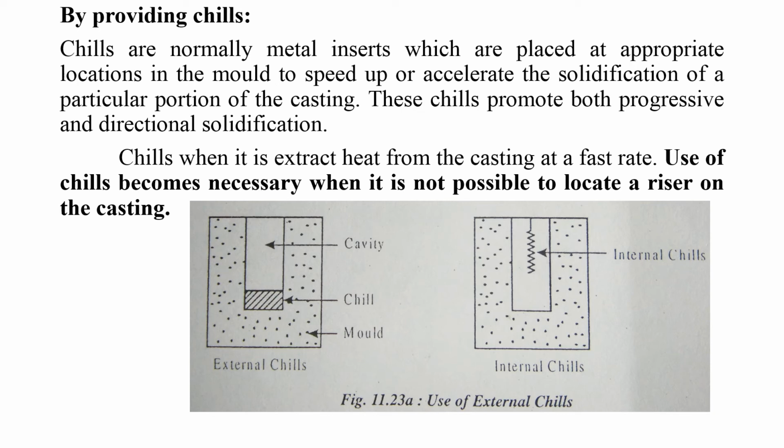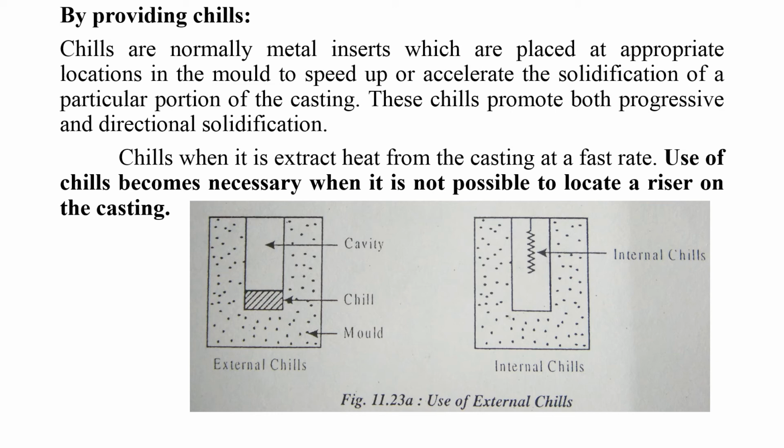So for chills there are two important types: external chills and internal chills. External chills means, as you can see, this is a cavity, and outside of the cavity this chill is provided here. This is the side, this is the mold box, and this is the cast part, the actual component required, surrounded by sand particles. So this one is the chill, externally. Internal chills you can see are in a zigzag manner. This one is an internal chill and this one is an external chill.